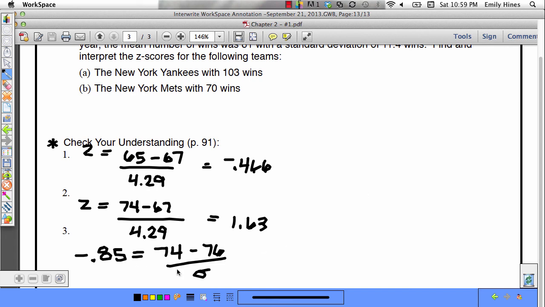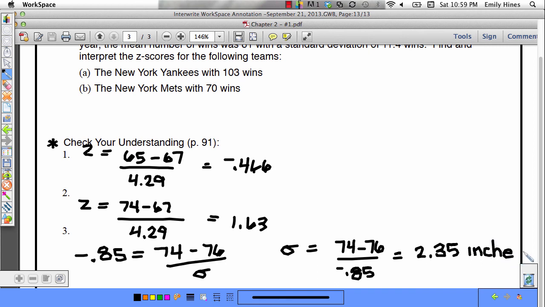So I need to multiply by negative 0.85, multiply this, and then divide by negative 0.85. Notice I can tell it's going to be positive because this is negative and this is negative. So that's good because all standard deviations need to be positive. And I get about 2.35. And now that I'm solving for standard deviation, I have a unit. It's the same unit as my data points, inches.